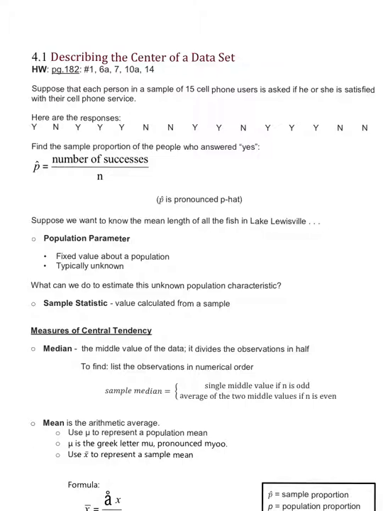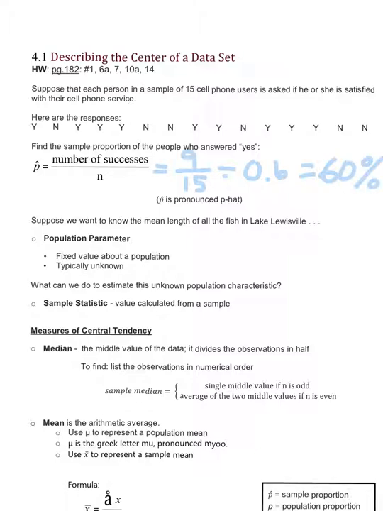So you would just calculate the number of successes, so how many yeses, which would be 9, and divided by the total number of people, which is 15. All right, so that gives you a proportion of 0.6 or 60%.